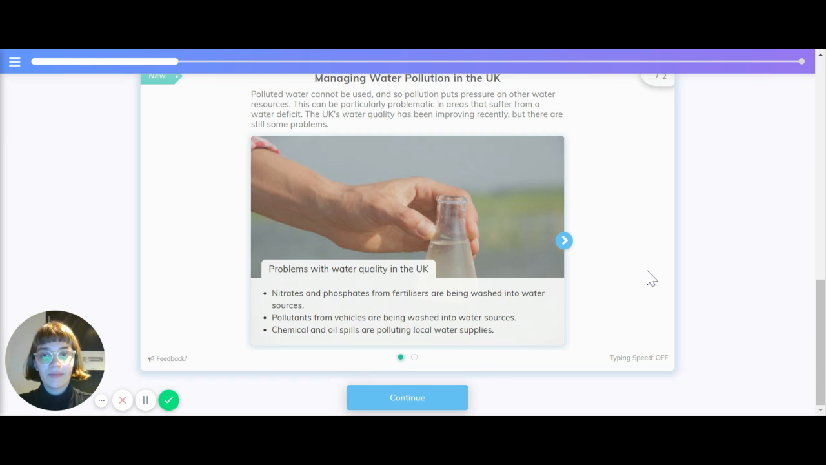Managing water pollution in the UK. Polluted water can't be used, so pollution puts pressure on other water resources. This can be particularly problematic in areas that suffer from a water deficit. The UK's water quality has been improving recently, but there are still some problems.